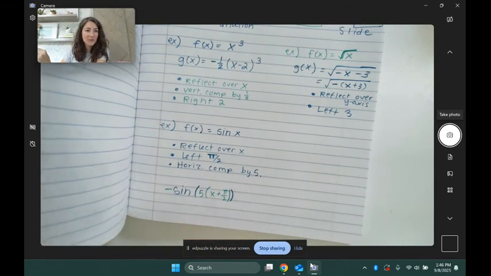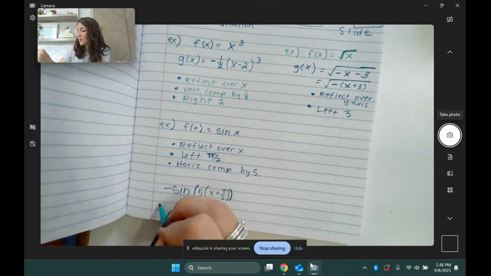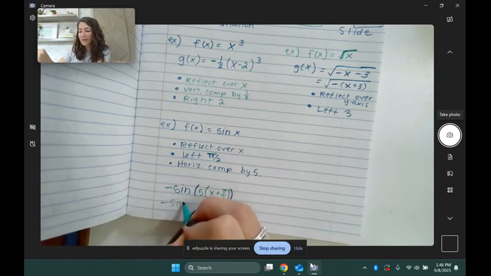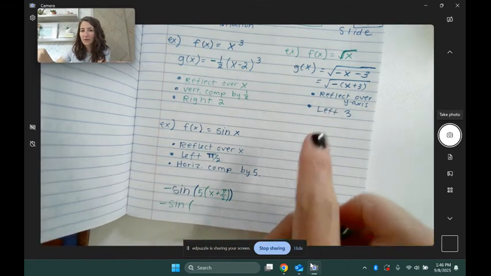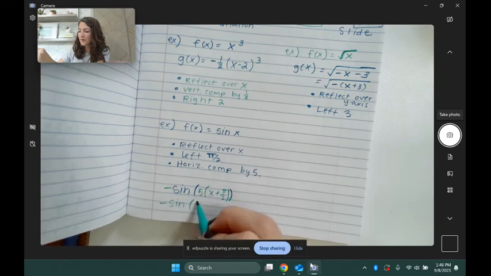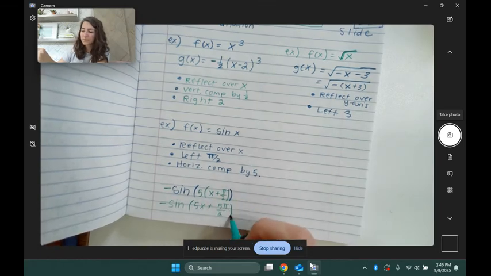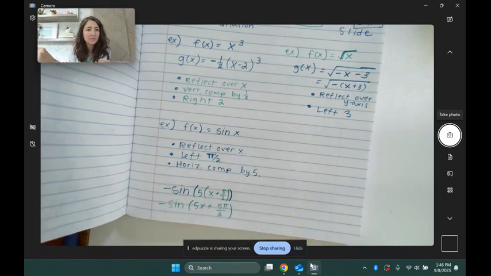This is a perfect answer. You could leave it like this. Another choice could be distributing that 5, just kind of like what we did up here with the negative. So this would be 5x plus 5 pi over 2. Both of these are perfect answers.